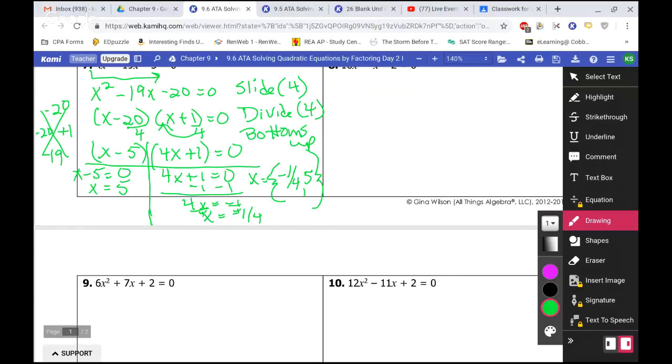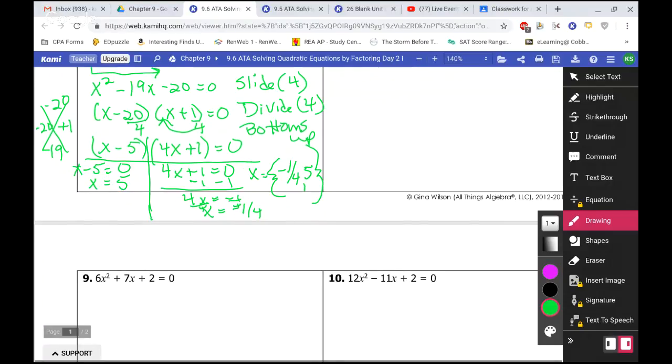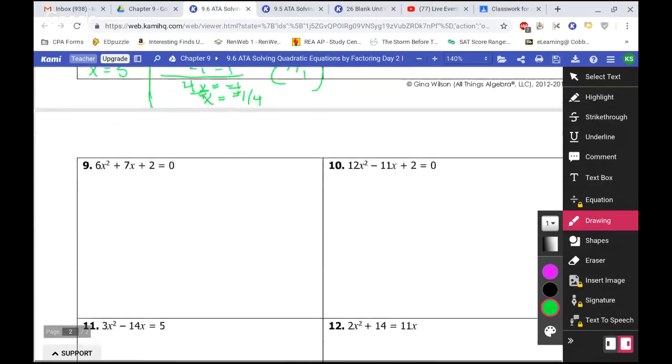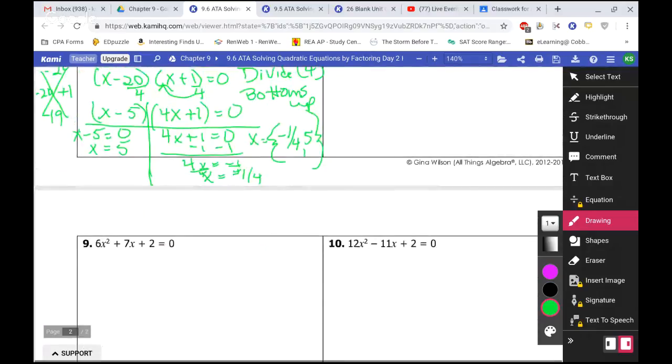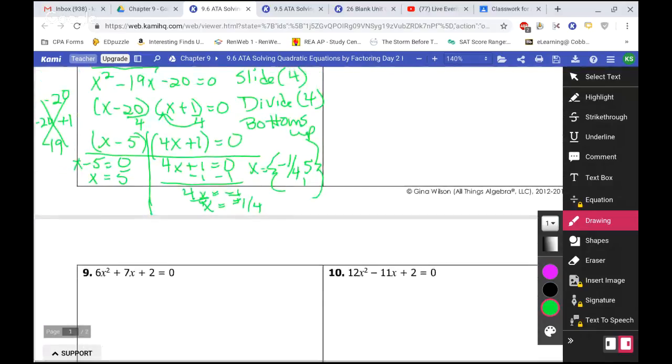All right. Let's get some help on this next one to make sure that you all have got this down. So, is there a greatest common factor for number 9? That's the first thing you want to check. No, there isn't. There is not. So what would we do?